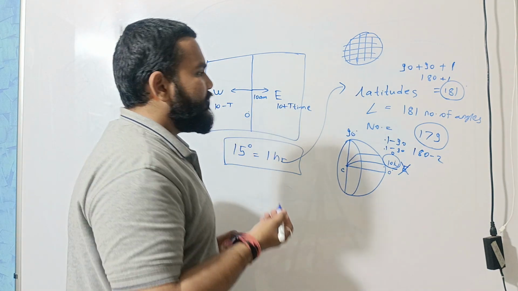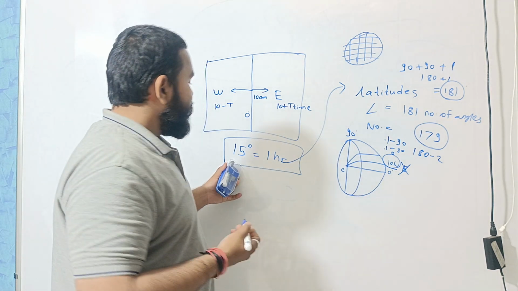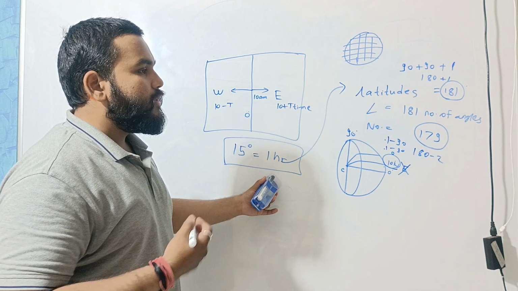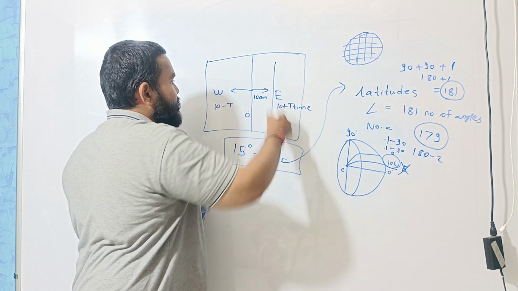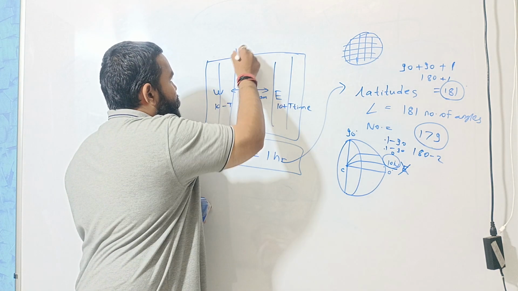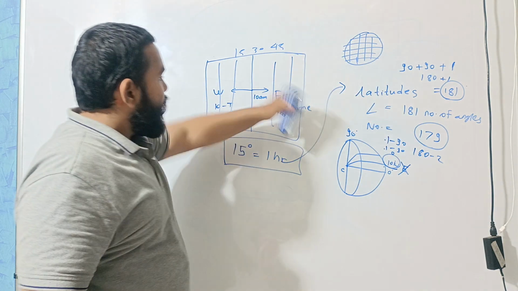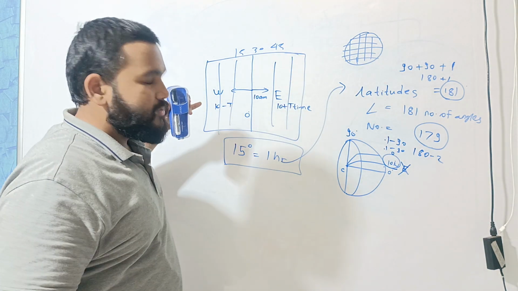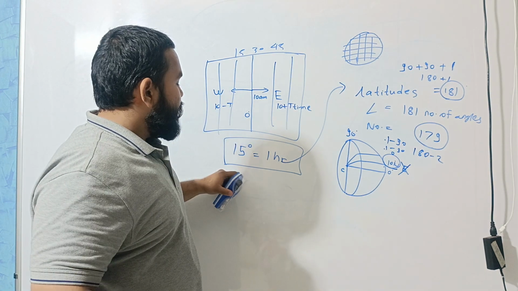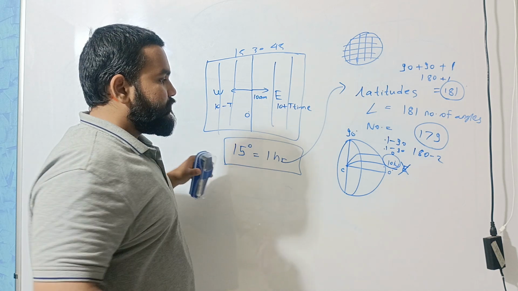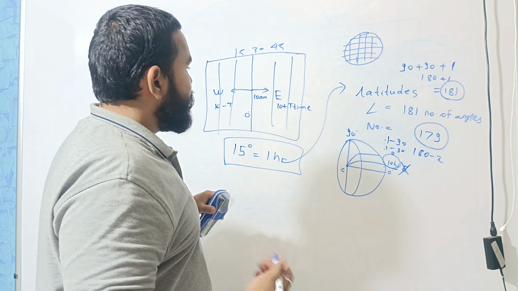So why am I doing this, why am I calculating this? Because I have to find out why 15 degrees is equal to 1 hour. How is it possible that 15 degrees is 1 hour? 15 degrees means these are my longitudes: 15 degrees, 30 degrees, 45 degrees, and so on. If I go eastward and go westward, then I add or subtract degrees.